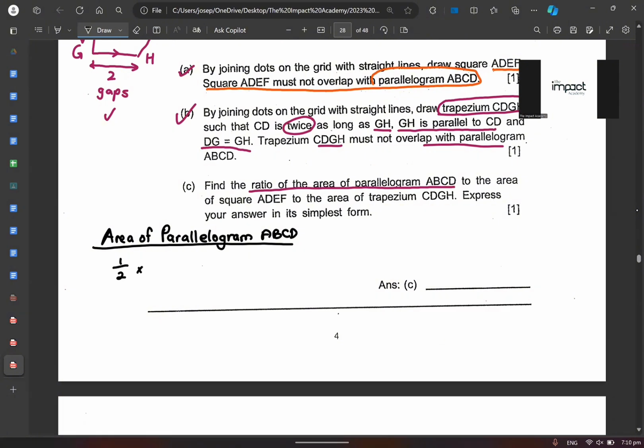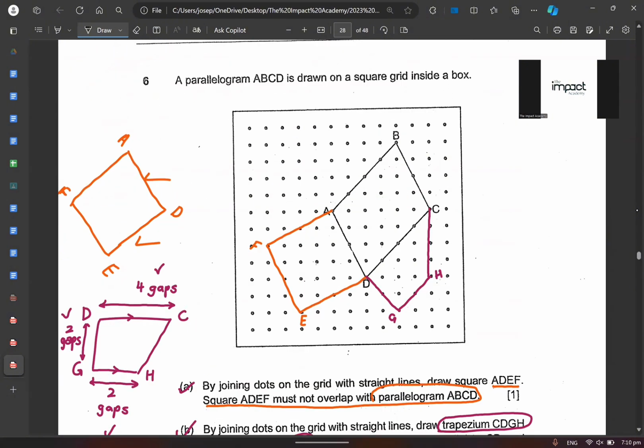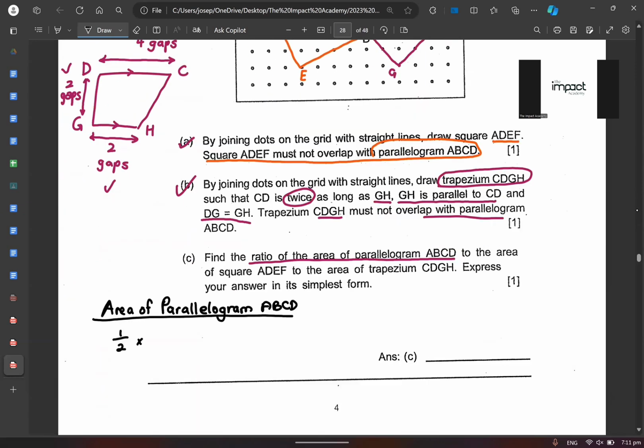Yeah. Okay, let's ask ourselves what is the area? Half times base times height, right? What is the base? 1, 2, 3, 4, 5, 6 units. Am I making sense? Yeah. What is the height? 1, 2, 3, 4. Okay, so we are going to say the base is 6 units. The height is 4 units. Now we will get an answer of 12 units. That is the area of the parallelogram. Am I making sense?